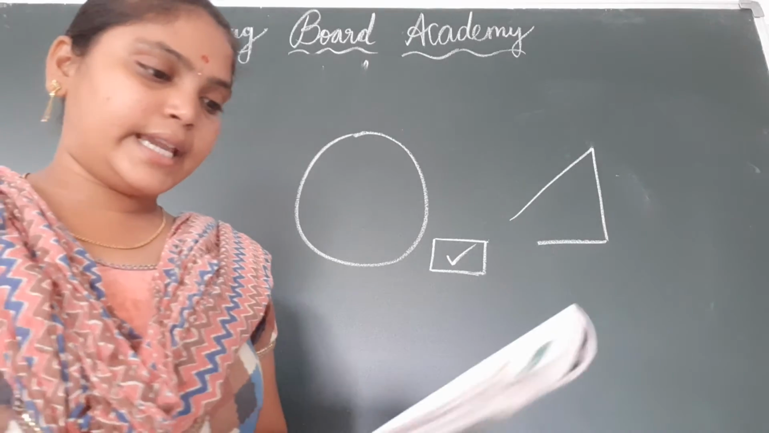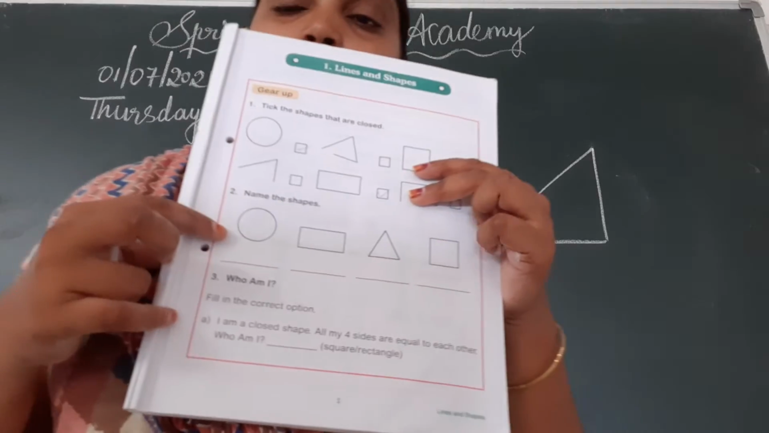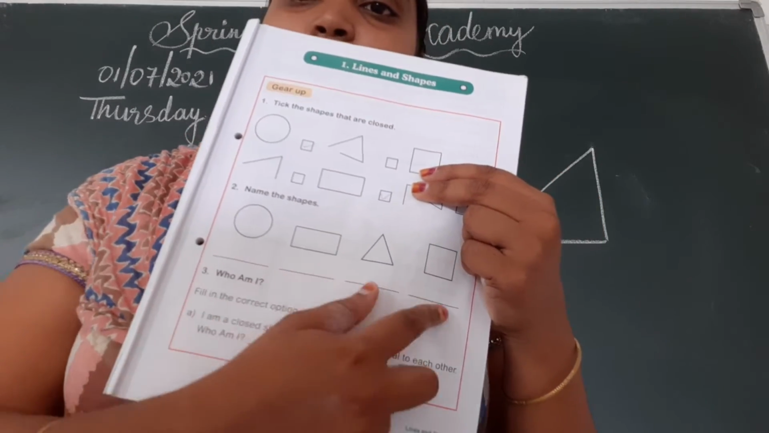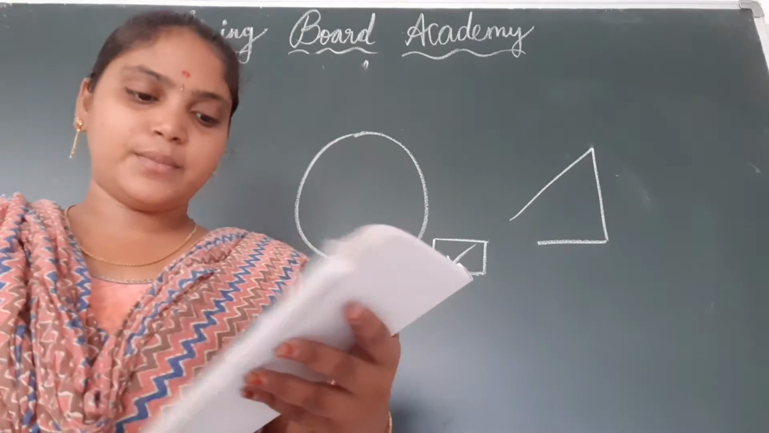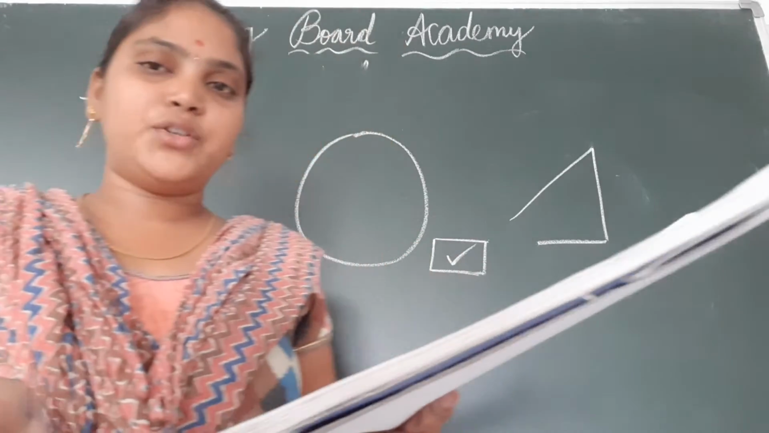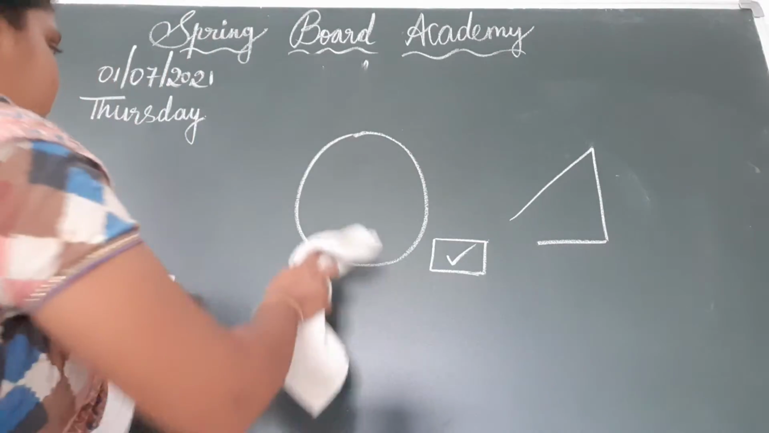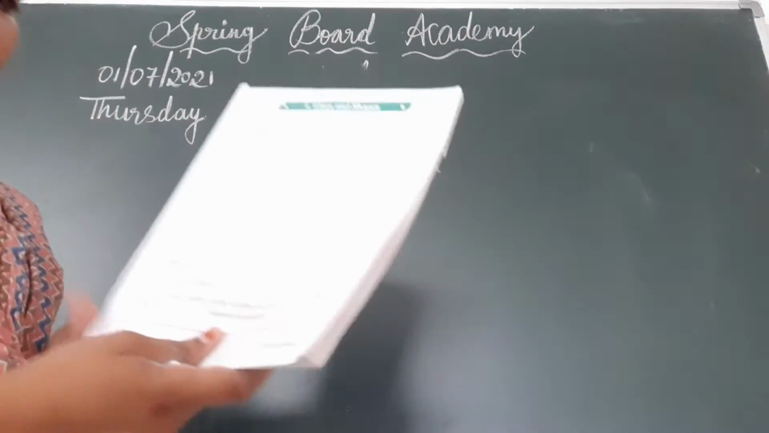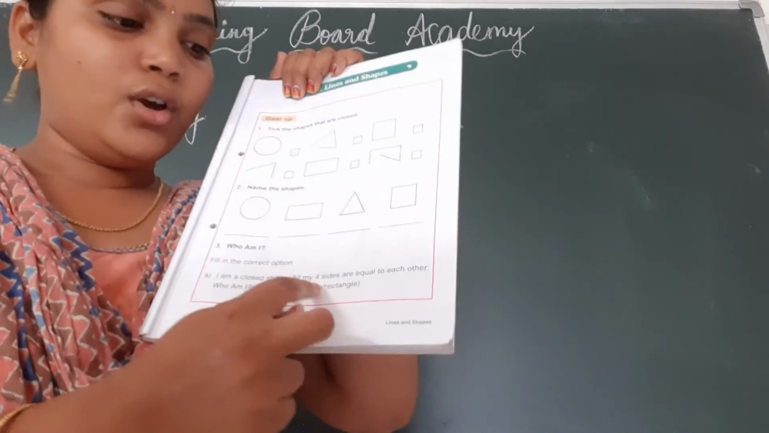Okay. Next, second Roman. Name the shapes. We already learned, children. Here 4 shapes are given. You have to write the names of these 4 shapes. And Who am I? You also have to complete this, children. Just ask your parents to read these sentences and say the answer. Here only the answers are given. In these two, which one is correct? You have to write it here.